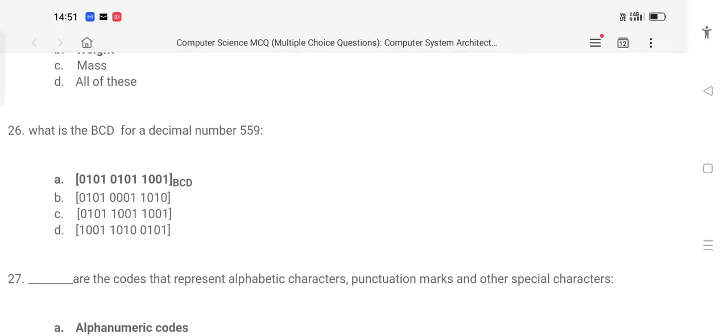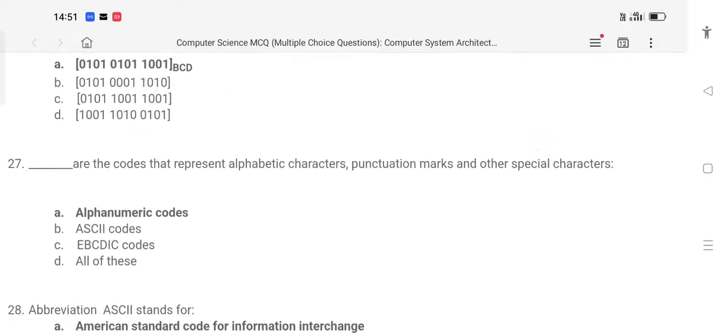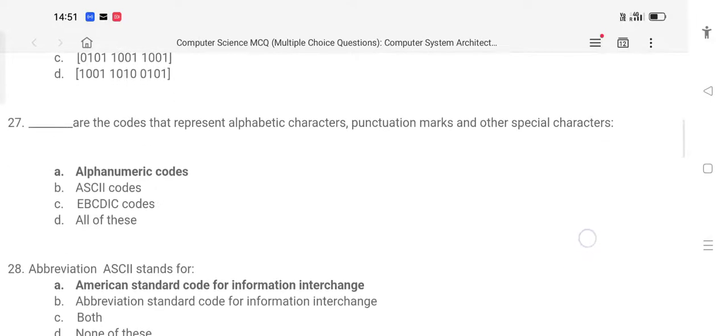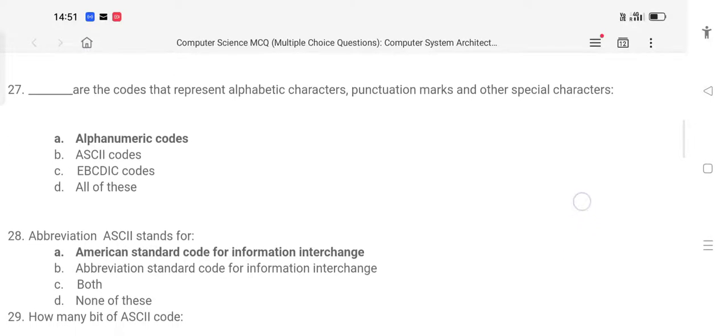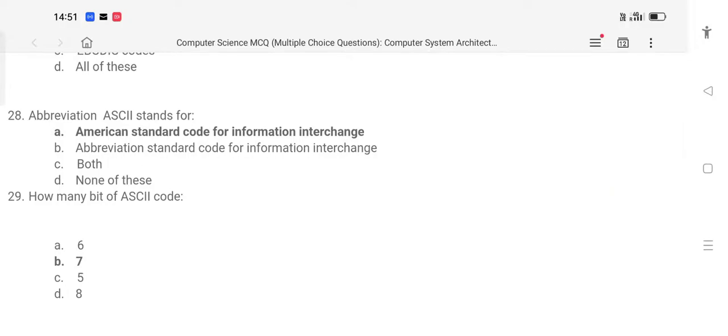What is the BCD for the decimal number 559? Answer போட்டோம்னா A the answer வரும். Dash are the codes that represent alphabetic characters, punctuation marks and other special characters: alphanumeric code. 27க்கு A answer. The abbreviation ASCII stands for American Standard Code for Information Interchange.